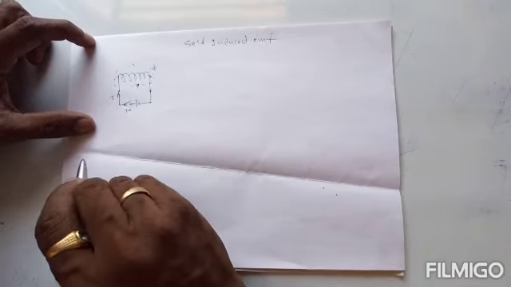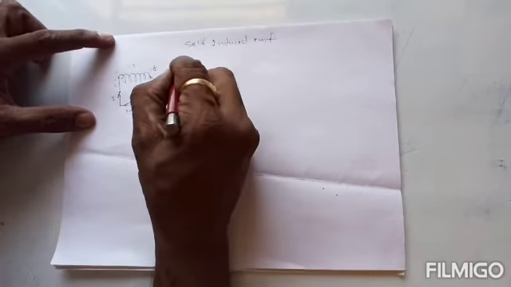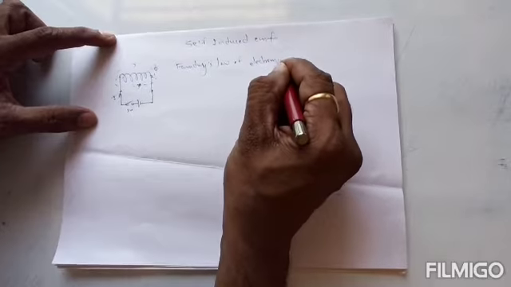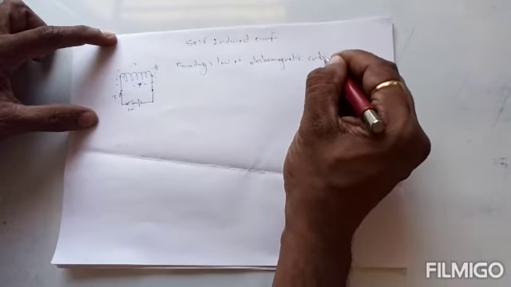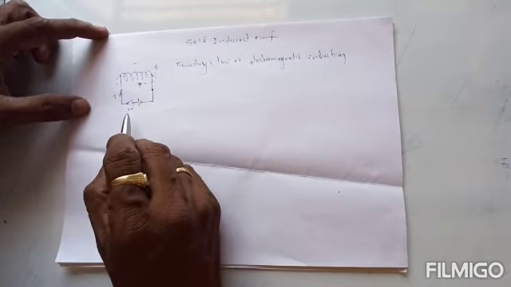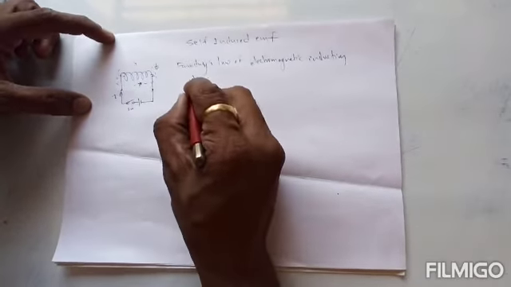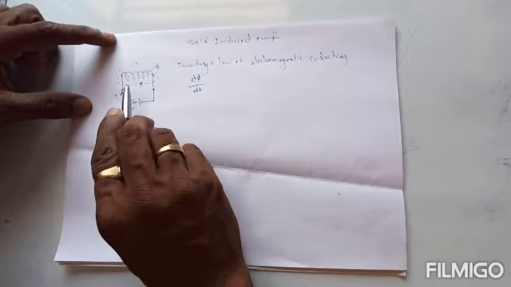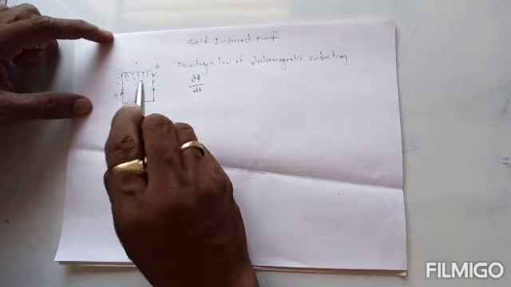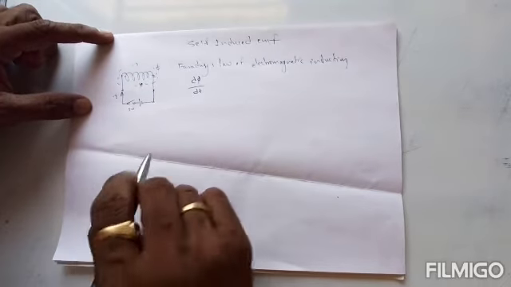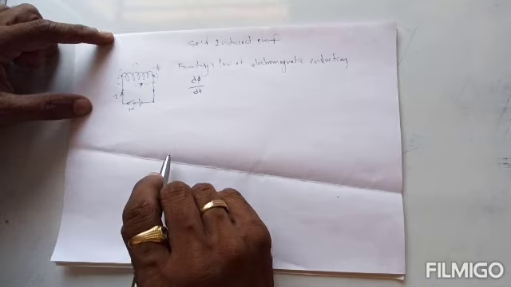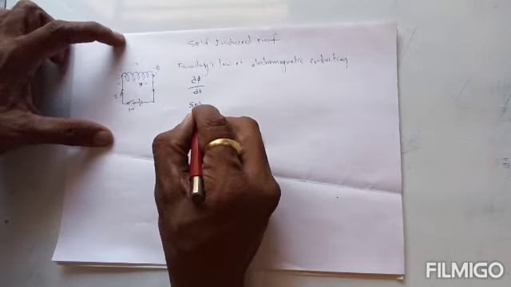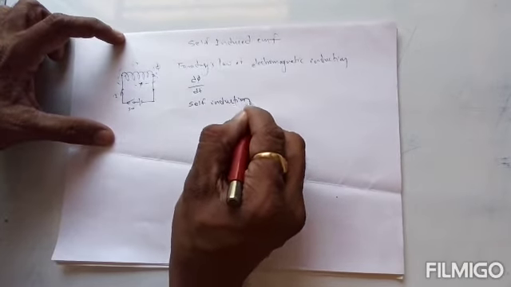Okay. So what happens, according to Faraday's law of electromagnetic induction, if we operate this switch continuously, there will be a rate of change of flux, and that flux gets cut by the turns of the coil or conductor of the coil, and EMF is induced in that coil, and that EMF is known as self-induced EMF. Or we can say it is nothing but self-induction.